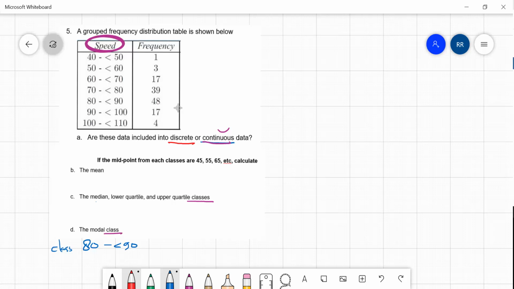Okay, so that is pretty easy, right? So the same thing with the median, lower quartile, upper quartile classes. You do the same thing with the method like number 2. You can go back to number 2 if you forgot, and then you do the same thing, right? You do the same thing.